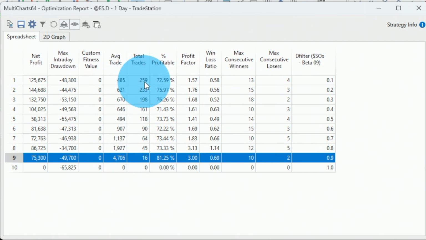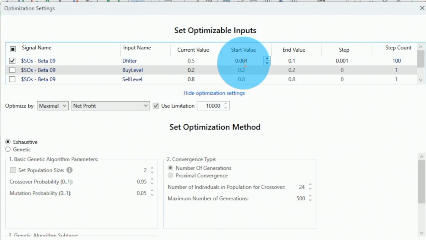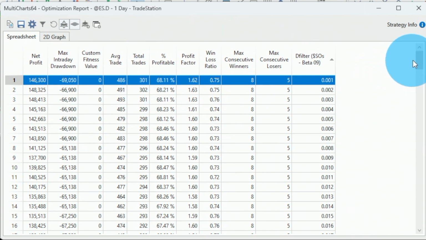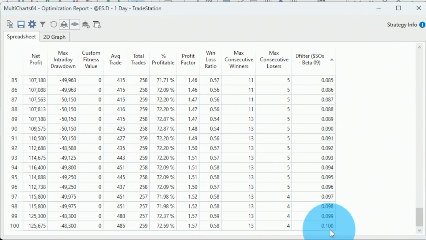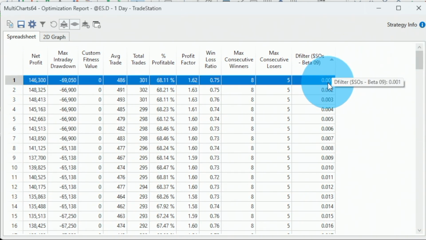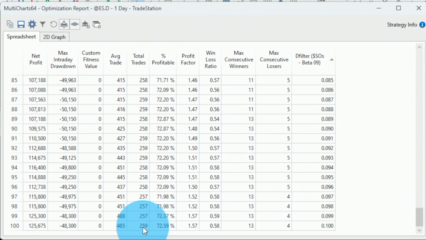So I went the other way. Since we cannot go up, I wanted to go down. Here I went from 0.001 all the way to 0.1 in steps of 0.001. So we have 100 combinations, and let's see what we get. The number of trades goes to 301, and at 0.1 the number of trades is about 259. So you see that actually all these iterations don't matter. What matters is only this one, because that one produced about 300 trades, and then at the end of the scale it's about 260. Based on that, I added my own additions to the indicator.